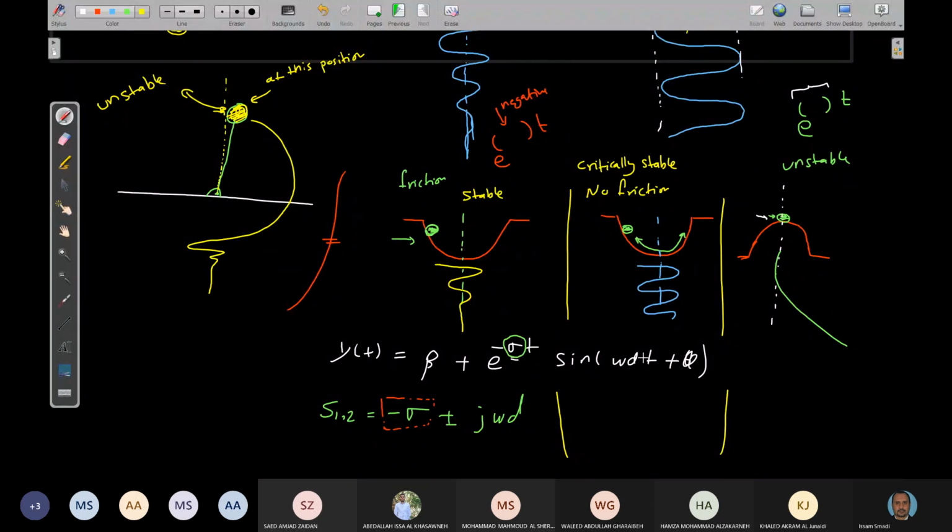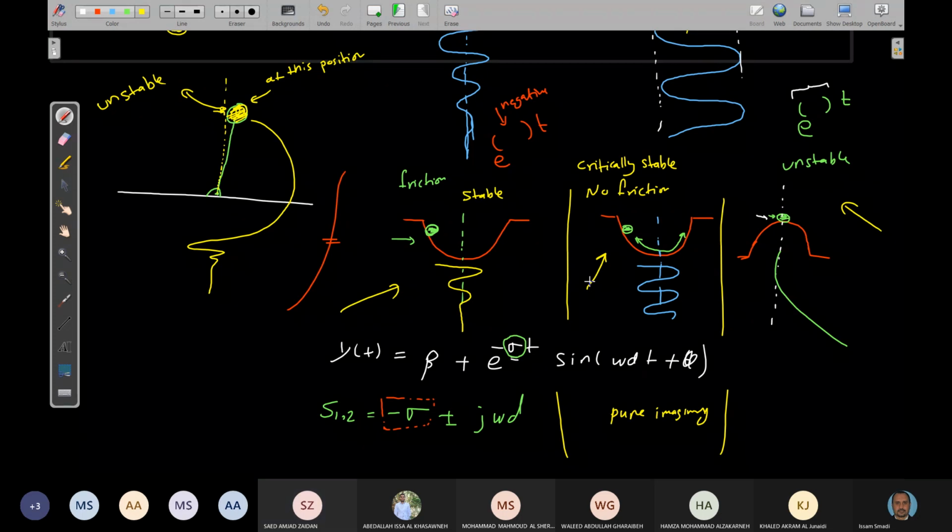Now, what about the critical stability? Here, do you see any damping? The oscillation will maintain the same rhythm, the same frequency, and the same amplitude. It will remain the same. So simply here, the real part will be equal to zero. So this will be a pure imaginary. So this is very interesting, because from the roots of the closed loop characteristic equation, I can judge if the system is stable, unstable, or critically stable.